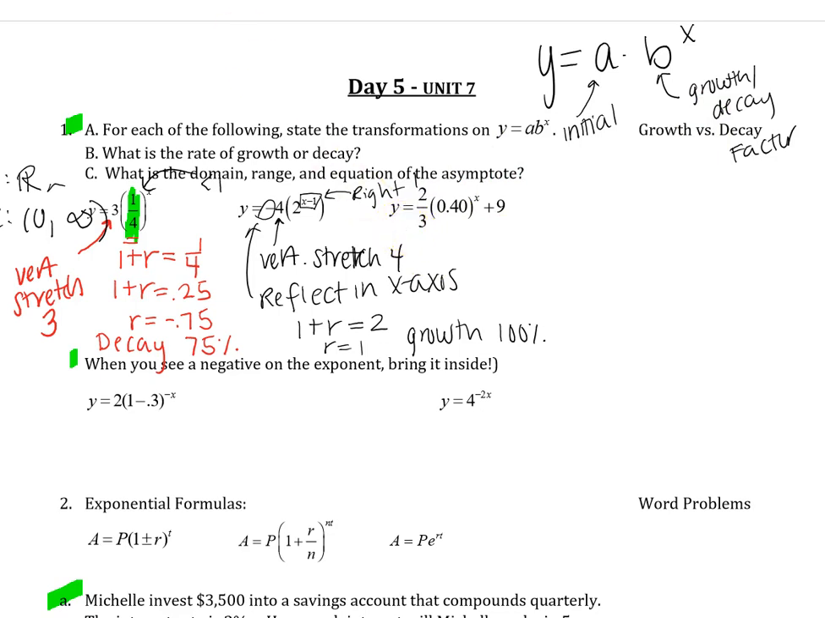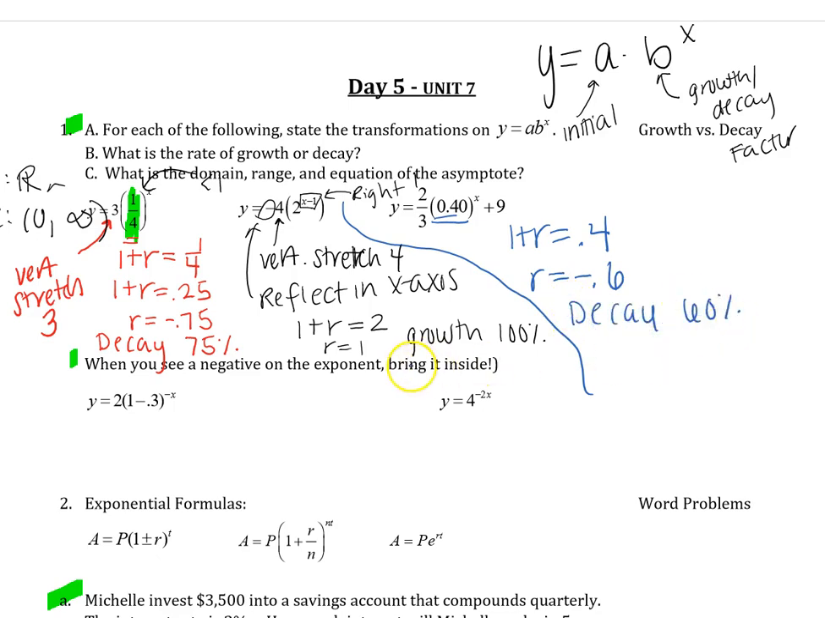All right, this last example. Okay, let's just mostly talk about the percent of decay in this case and the asymptote. This b value is less than 1, so I know it's going to be decay. If I set 1 plus r equal to 0.4, r would equal negative 0.6. So that means we're decaying by 60%. So that's our rate of decay.